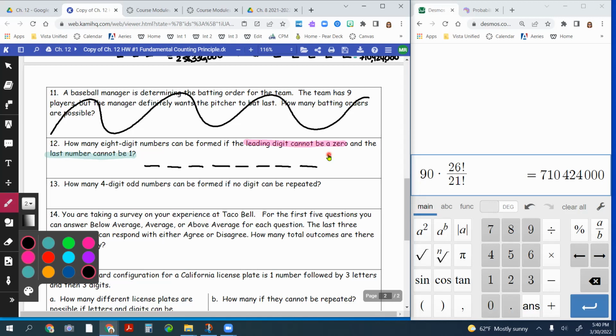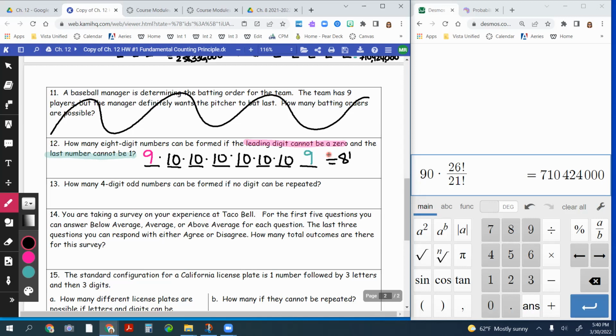If it cannot be a zero, then that's gonna give us 9 choices. And the last number cannot be a one, so that's gonna give us 9 choices. They did not say that we can't repeat. So then the rest of them are going to be 10 for each of these. So I'm going to have 10 to the 6 times 81. So I'm going to have 81 with 6 zeros, 1, 2, 3, 4, 5, 6. So 81 million different ways.